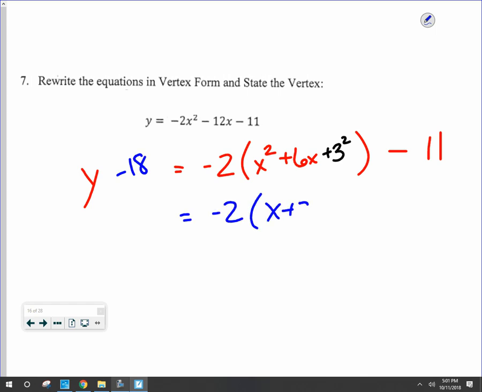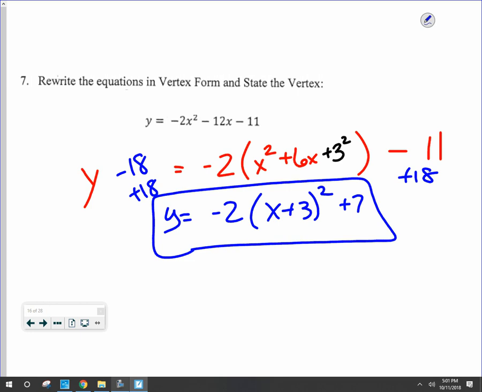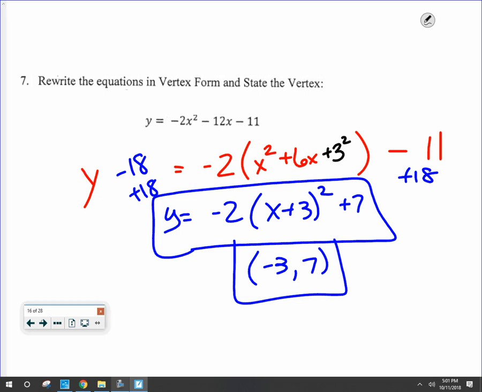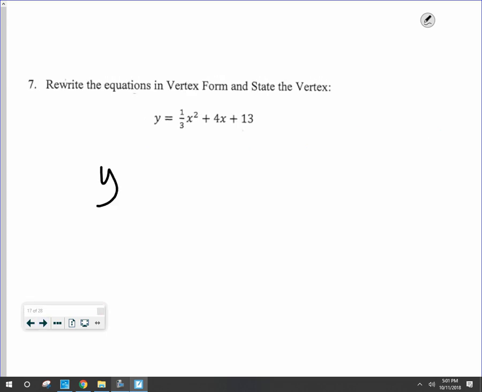That makes your completed square. Add the constant, and that makes a vertex at negative 3, 7. Make sure you understand, if it's in standard form or if it's in vertex form, it still should be the same parabola. Last one, I need to take the 1/3 out of the x terms.